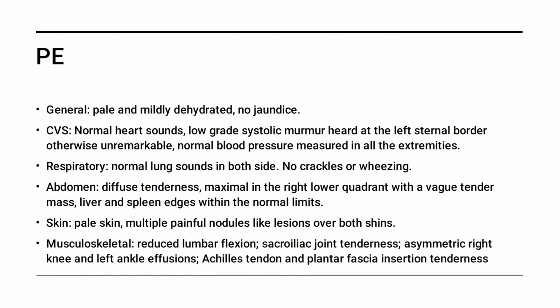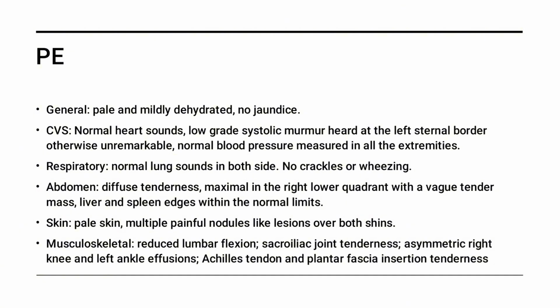The patient looks pale and mildly dehydrated. There is no jaundice. Cardiovascular shows normal heart sounds, a low-grade systolic murmur heard at the left sternal border, otherwise unremarkable, with normal blood pressure in all extremities. Respiratory is normal, no crackles, no wheezing. Abdomen shows diffuse tenderness, maximal in the right lower quadrant with a vague tender mass. Liver and spleen edges are within normal limits.